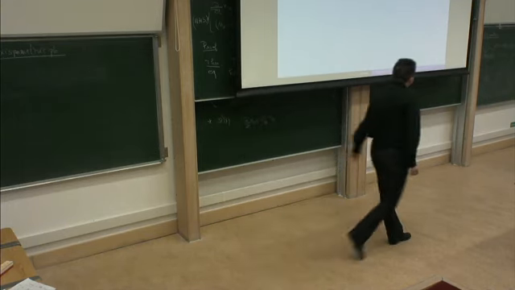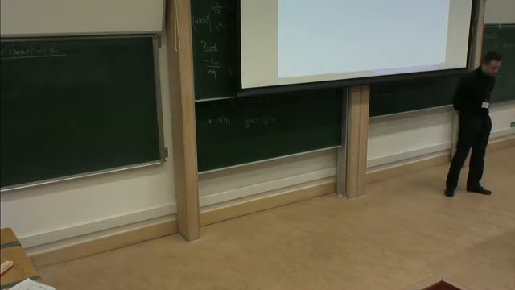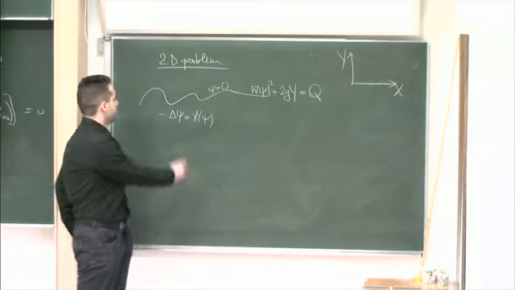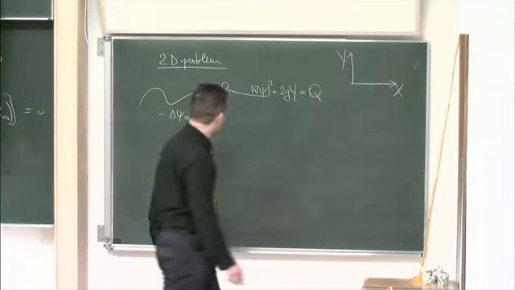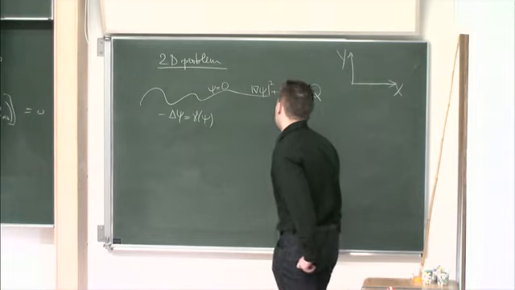Let me recall that yesterday we described the derivation of the stream function formulation for the steady two-dimensional water wave problem, which we have here. So we have a free surface separating a water domain from an air domain. In water we have this semi-linear equation, delta psi equals gamma psi.